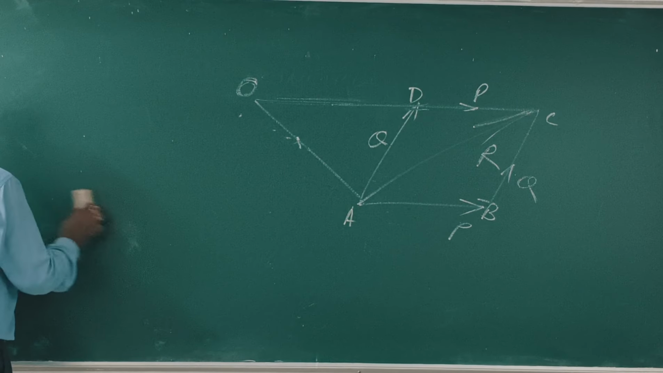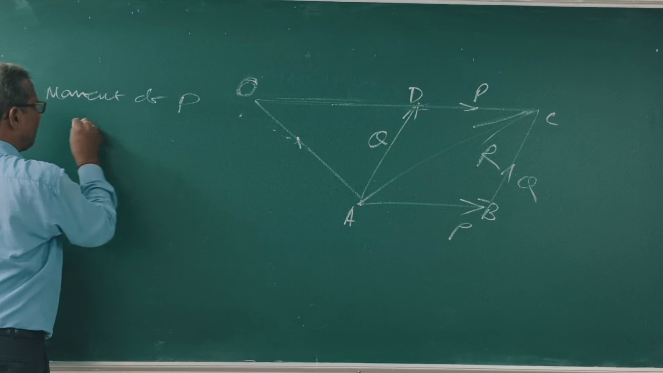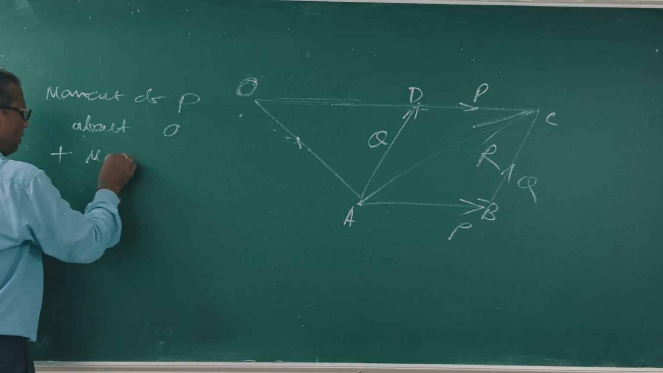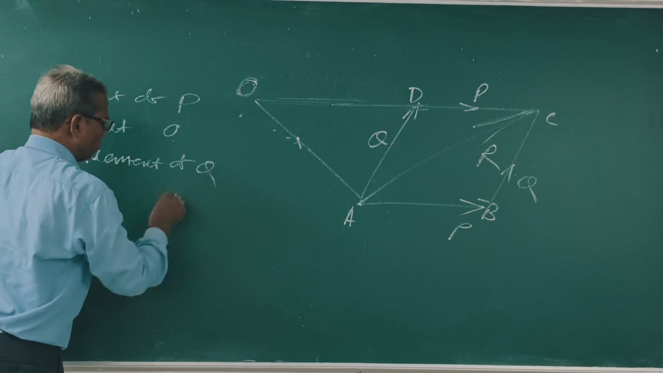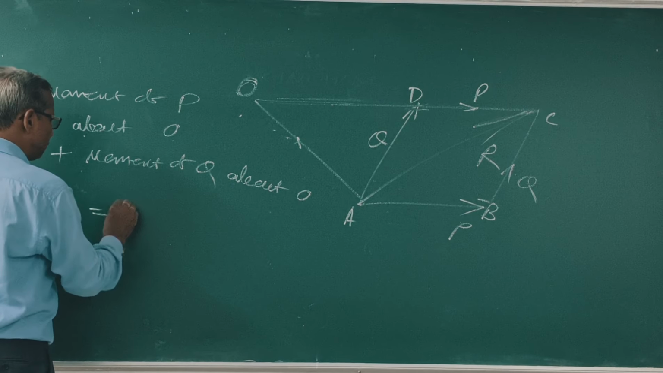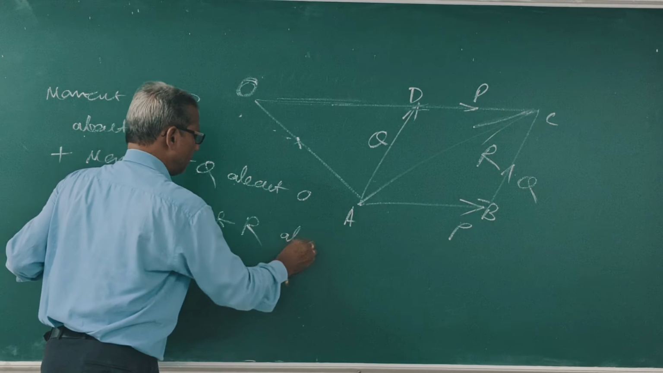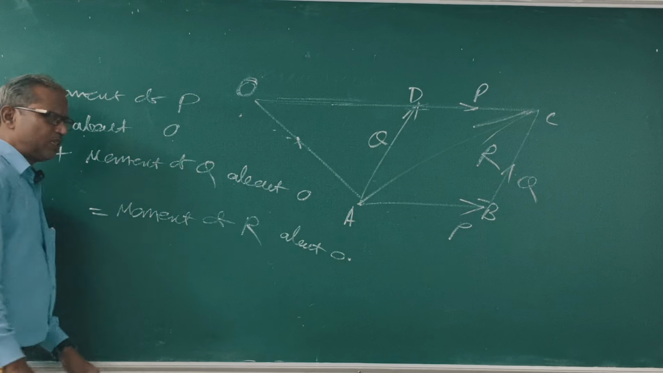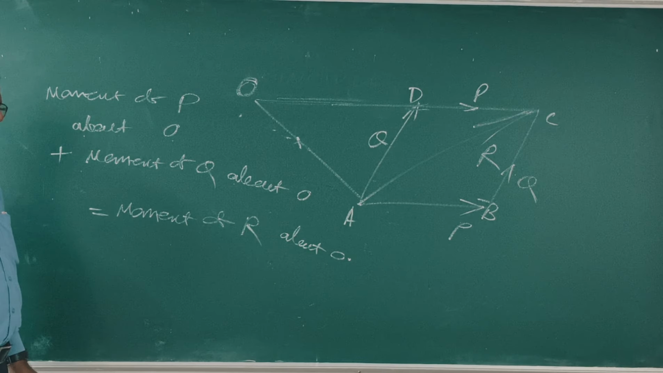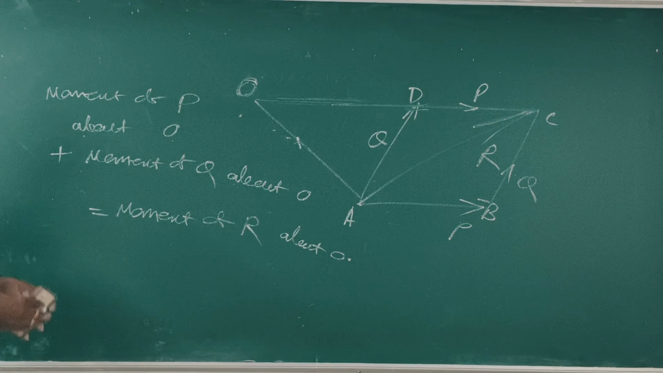According to Varignon's principle, the moment of P about O plus the moment of Q about O is equal to the moment of R about O. This is Varignon's principle. Clear? Now I will do what is beam, types of support, types of load. Clear?